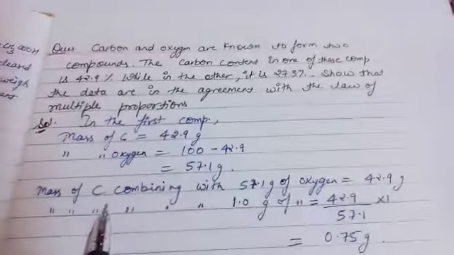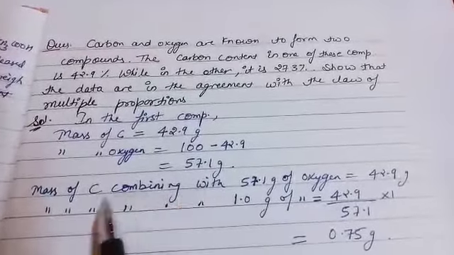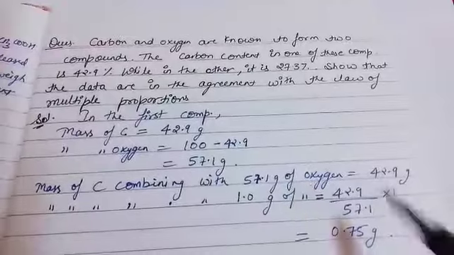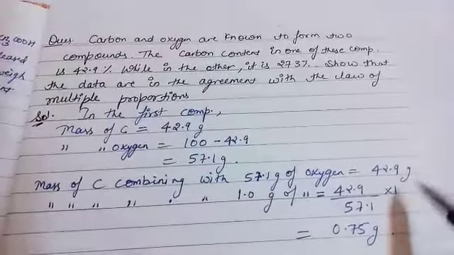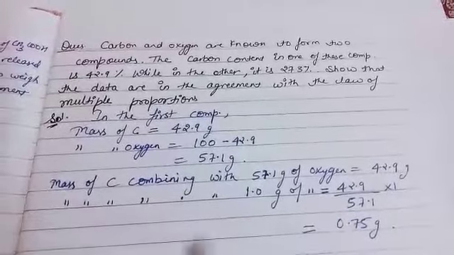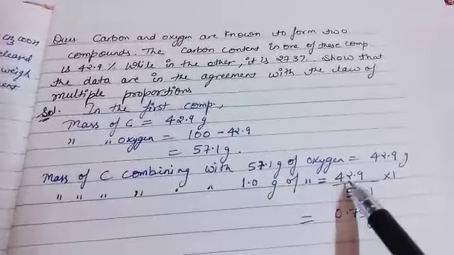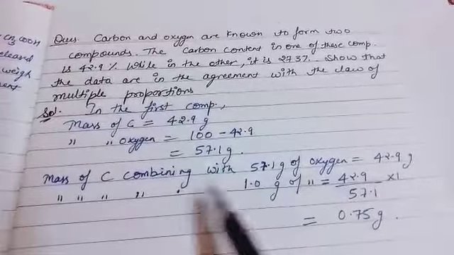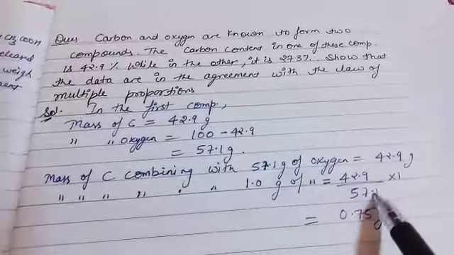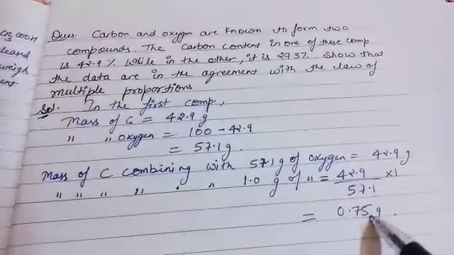Now the mass of carbon combining with 57.1 gram of oxygen is 42.9 gram. So what about 1 gram of oxygen? It's the unitary method. 42.9 goes up, 57.1 goes down. Solve it, it's 0.75 gram.